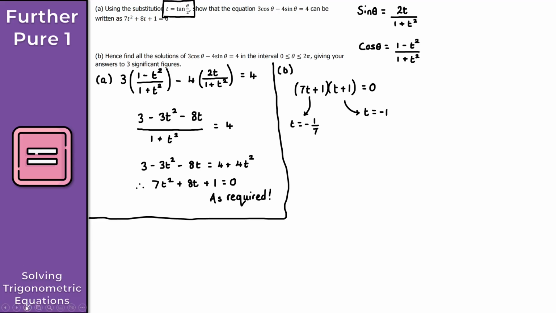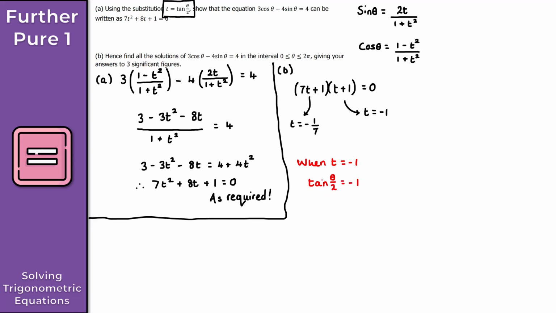Okay. So let's do this in different colors here just to highlight a little bit. I didn't do it for the previous question, but I'll do it for this one. So this is for when t equals minus 1. We'll do this one in red. So when t equals minus 1 here, I get tan of theta over 2 is equal to minus 1.